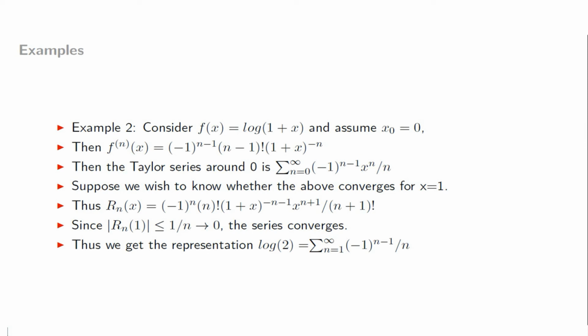Suppose we wish to know whether the above series converges for x equal to 1. Then we get, after a little bit of algebra, that the absolute value of R_n(1) is less than or equal to 1 by n, which tends to 0, and therefore the series converges for x equal to 1. Thus we get the representation log 2 as the summation n from 1 to infinity of (minus 1) to the power n minus 1 divided by n.